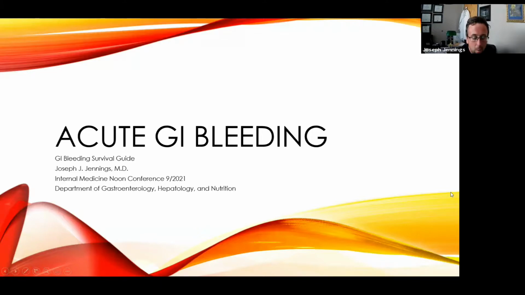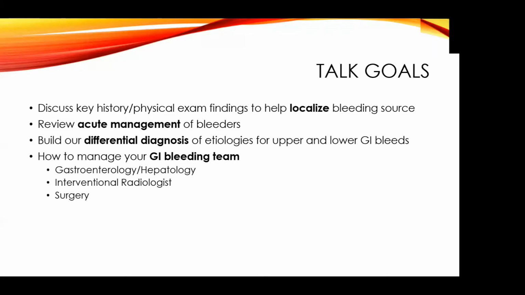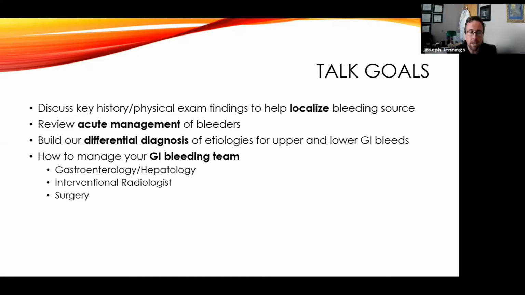So just what happens logistically on the floor and in the ICUs, and what you should be focused on as you take care of these patients and help us take care of these patients as well. Main talking goals for today: identifying key parts of the history and physical that help us localize bleeding, and reviewing acute management of GI bleeders from the first second you see them to their first 24 to 72 hours in the hospital, which are usually the most important time periods.